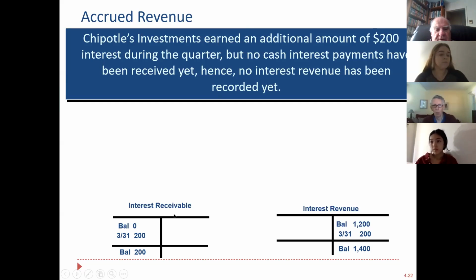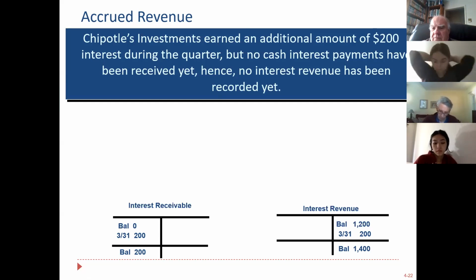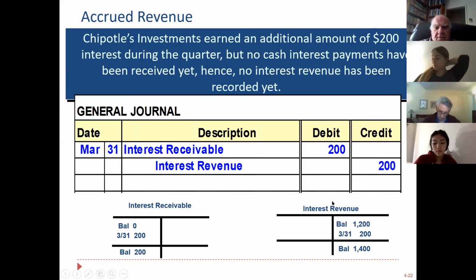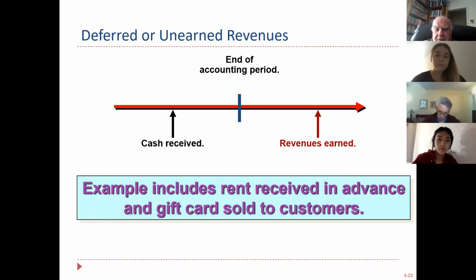The investment, we're going to debit interest receivable. So now interest receivable is correct, $200. And the interest revenue, which was $1,200 during the month, there were some other investments where we did pick up the revenue. We now have $200 there. So there's your journal entry: interest receivable, interest revenue, or interest income, okay? They earned this interest during the quarter, but the cash isn't coming from the borrower for a while.